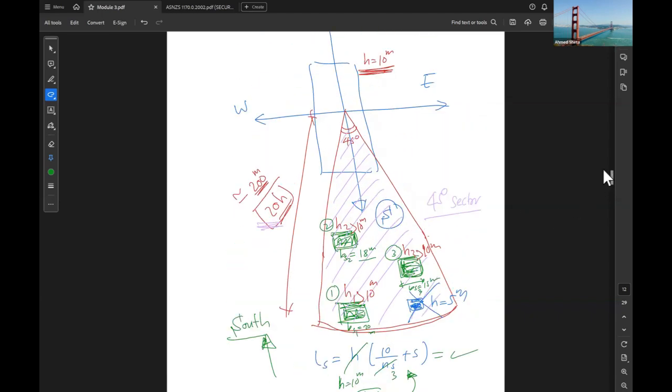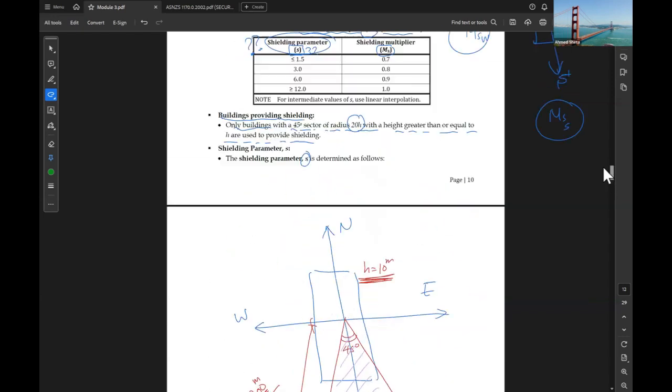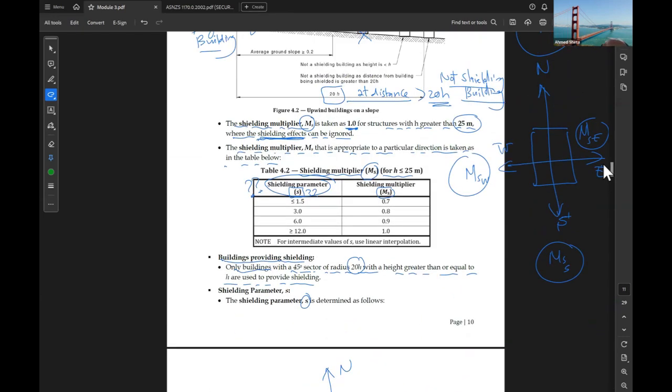So after we get the value of S here, for example, if S is 3, you can get the shielding multiplier as 0.8. What if any parameter lies between two values, like for example 4.5? How can we find that? You can use linear interpolation. If it is, for example, 4.5, you can take the middle point, 0.85.